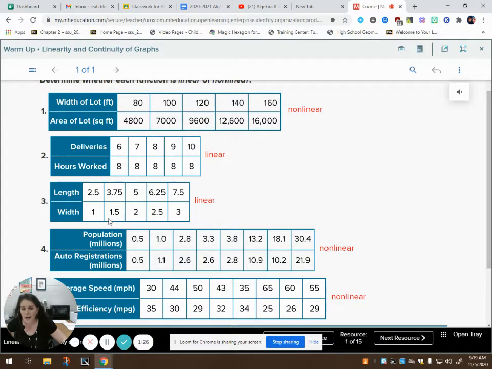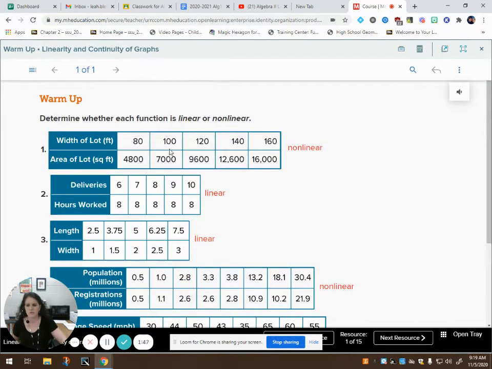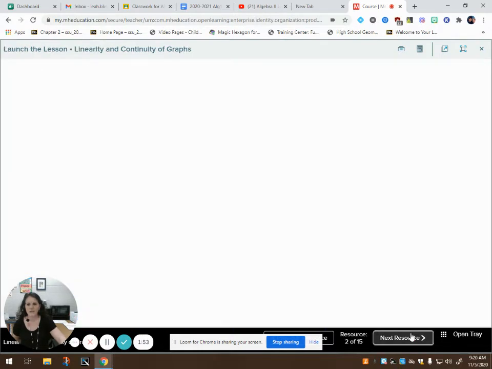what would that be? A half. Well, then you look at this goes up by another half, and what does this go up by? Another $1.25. So we went up by $1.25, $1.25, or an inch and a quarter, whatever, we're talking about length, and here it's going up by half an inch each time. So it is linear, and that is how we determine whether something is linear or nonlinear, by looking at a table. All right, so let's move on to our next resource.